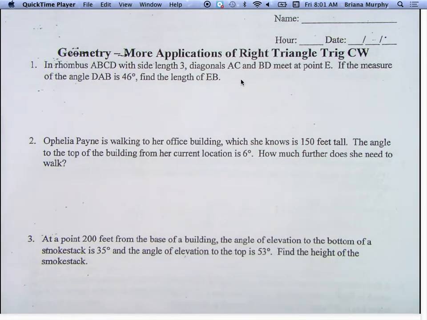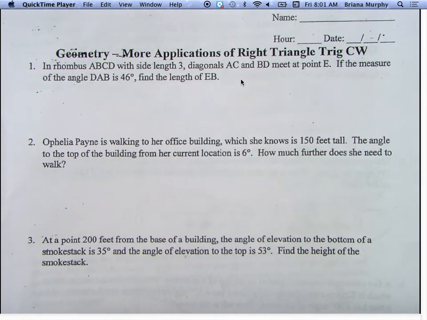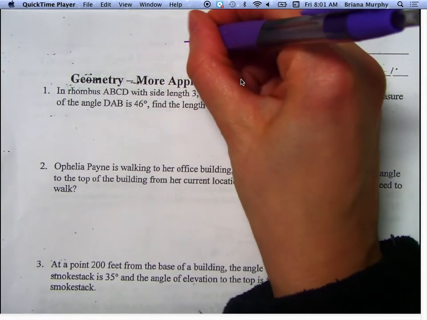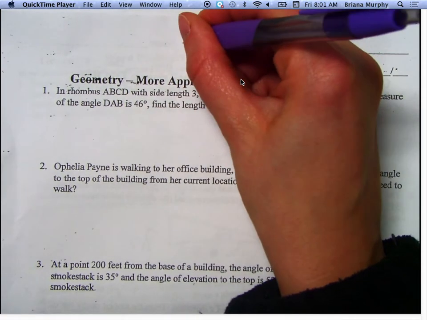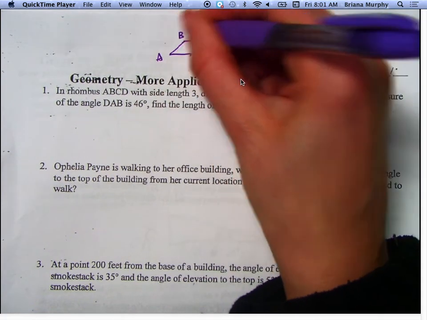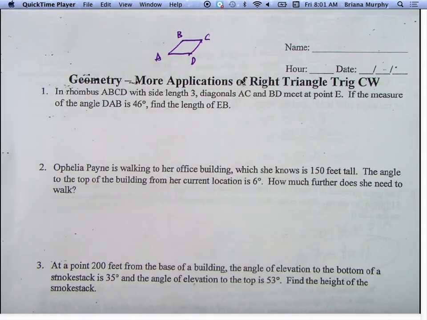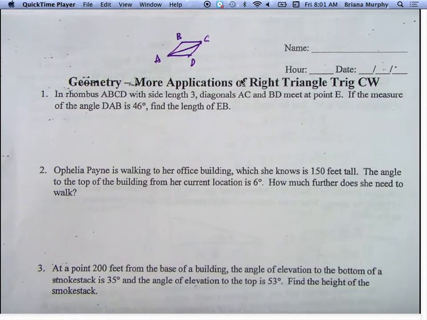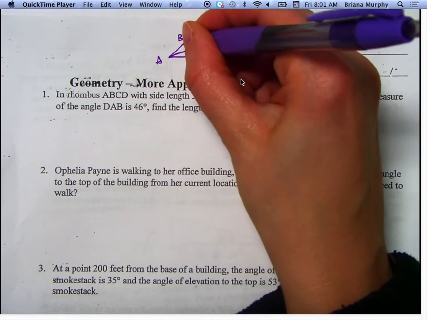Okay, so this is going to involve more than one picture, because first I have to draw my rhombus and then my triangle out of that rhombus. So I'm going to draw the rhombus right on top. Rhombus means all 4 sides are congruent, right? And we're going to label it A, B, C, and D. And then we're going to draw in the diagonals. We've got AC and BD, and they meet at point E.